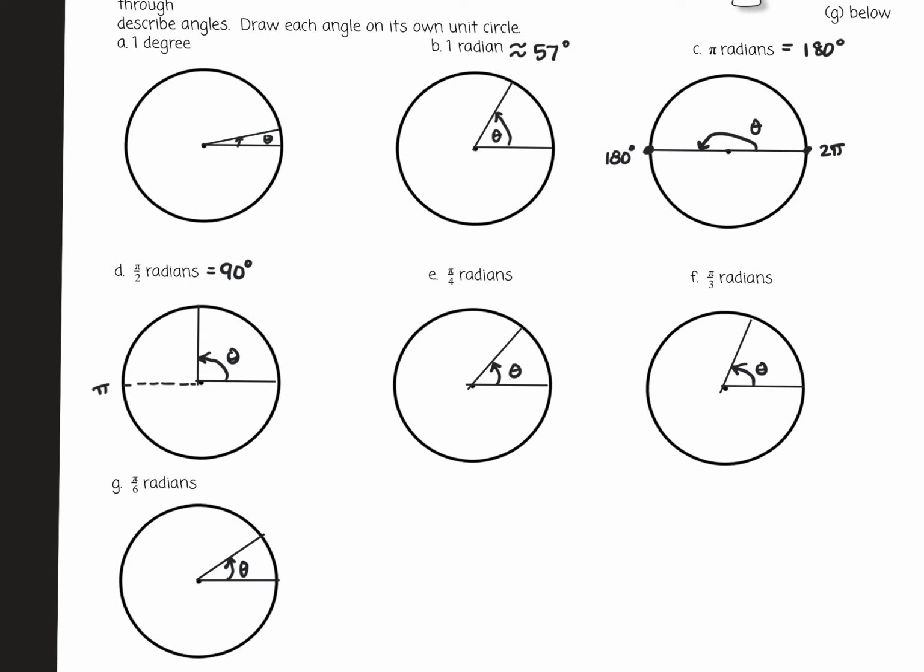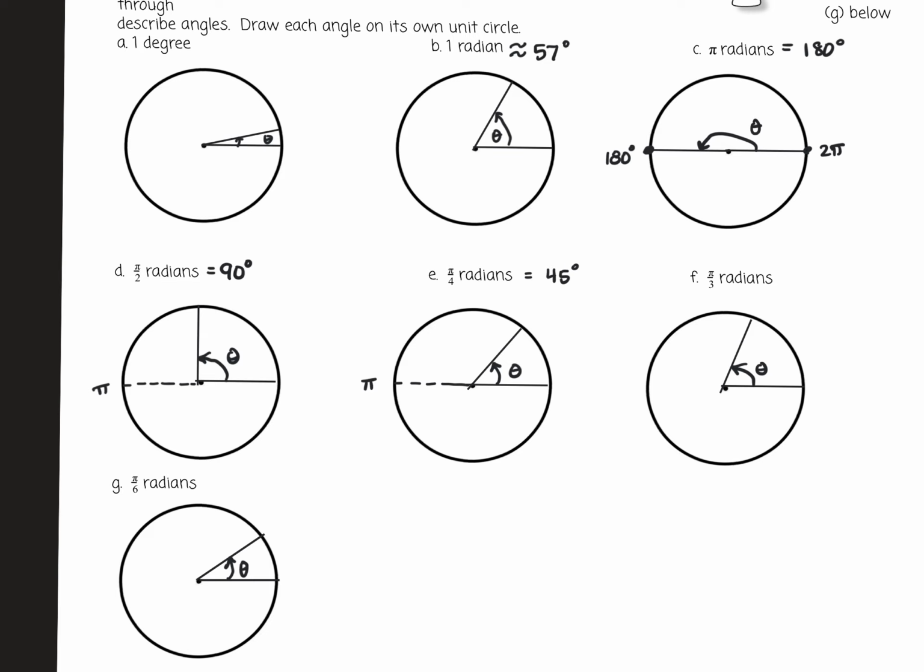Pi over 4 radians, so that's 1/4 of half of a rotation. So if you think of 1/4 of pi, that's what we're looking at, right? Now, a fourth of 180 is going to give us 45 degrees, and that's how you can figure out what that angle is.